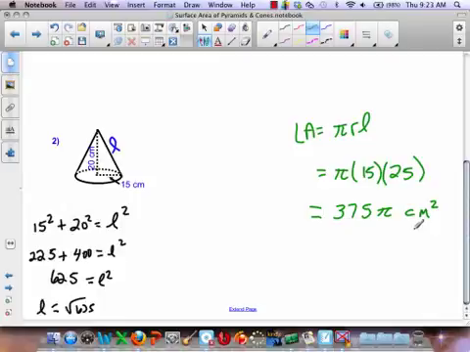If you look at the 15 and the 20, what number do they have in common? 5. This is 5 times 3, this is 5 times 4. So my hypotenuse is going to be 5 times 5, which is 25. It's a 3, 4, 5 triangle. So if you know your Pythagorean triples and you train yourself to identify them, you can save yourself a whole lot of time and go right to the 25. All right, any questions on 1 or 2, finding lateral area?